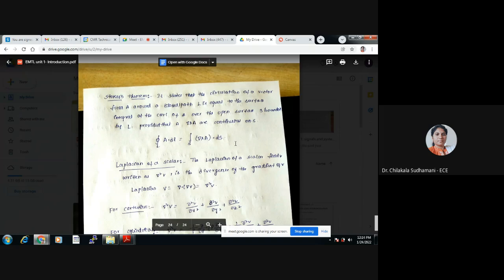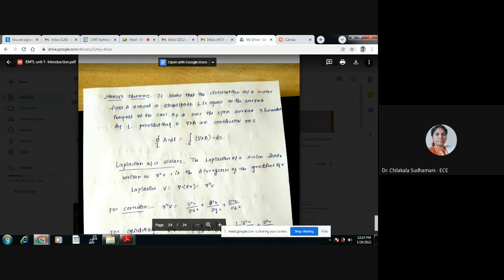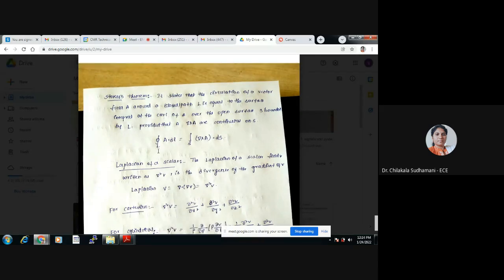See here both. A dot dl is equal to the surface integral of the curl of A bar dot ds. This is Stokes theorem. What does Stokes theorem mean? The total field generated by a vector A throughout the closed path is equal to the surface integral of the curl of the vector A. That is our Stokes theorem.